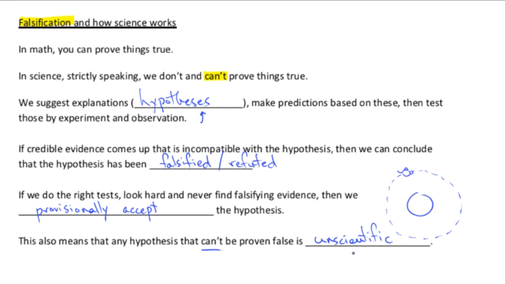Now, just because something is unscientific doesn't mean it's unimportant. There are many domains of life that science just can't answer questions about, but it is important to think about what science can answer and what it can't. Any hypothesis that can't be proven false is not the realm of science. Okay, that's an introduction to the Davson-Danielli model and how it was falsified.